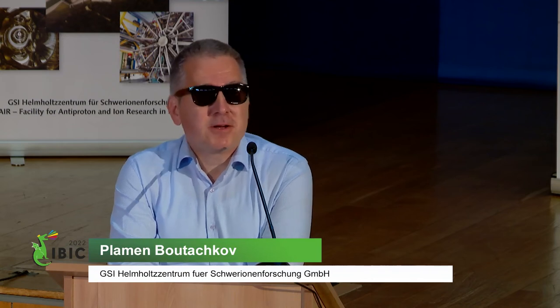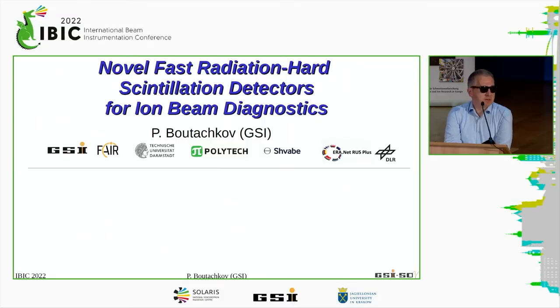Okay, so what I want to tell you now is about the novel fast and radiation hard scintillator detectors we've developed for heavy ions. What I mean by novel is that we were the first to put a particular scintillator material, zinc oxide, in the beam delivered from our SIS accelerator. To explain what I mean by fast and radiation hard, I need to tell you a bit about the use case of scintillators at GSI.